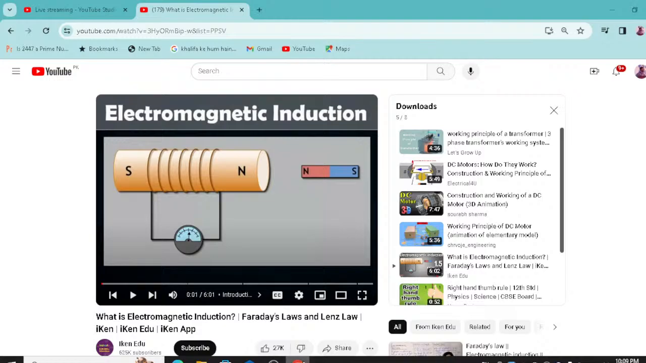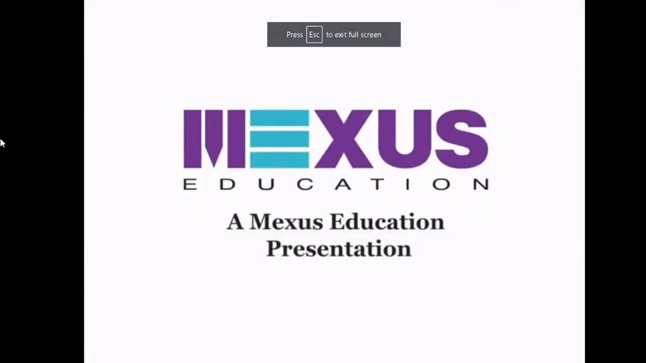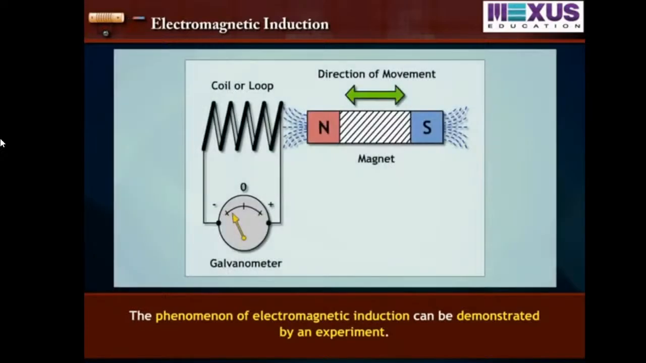Electromagnetic induction. In this lesson, we shall learn about electromagnetic induction. The phenomenon of electromagnetic induction can be demonstrated by an experiment.